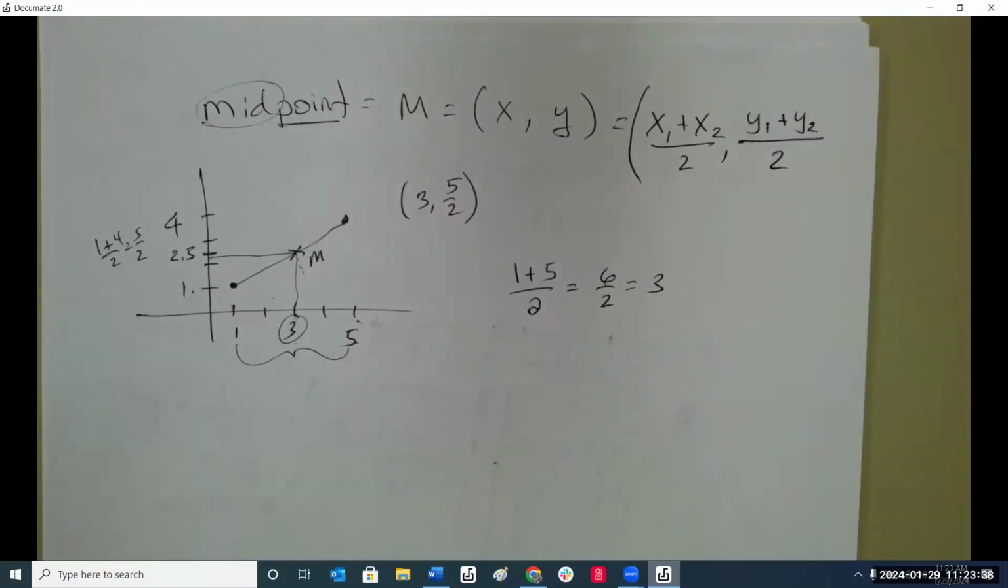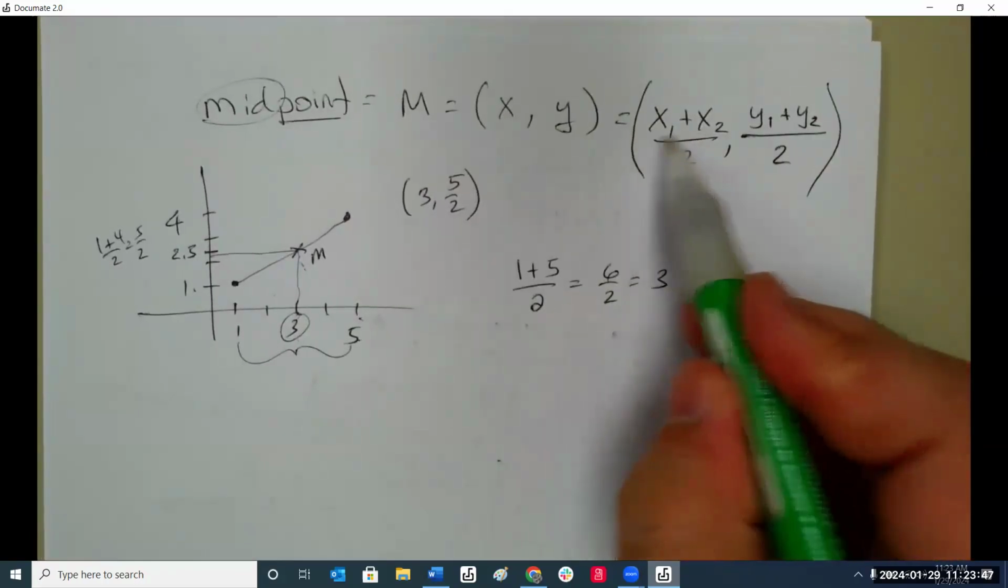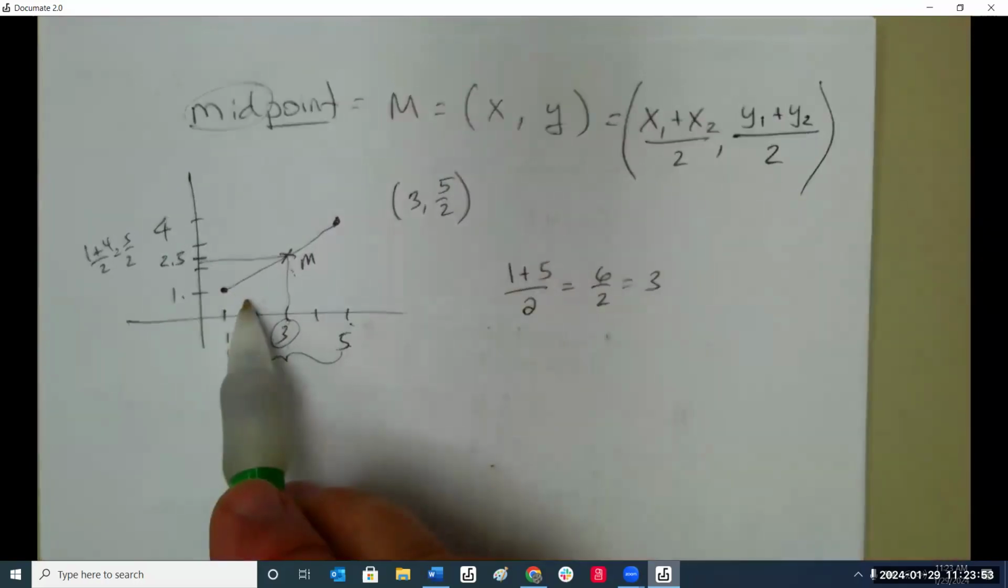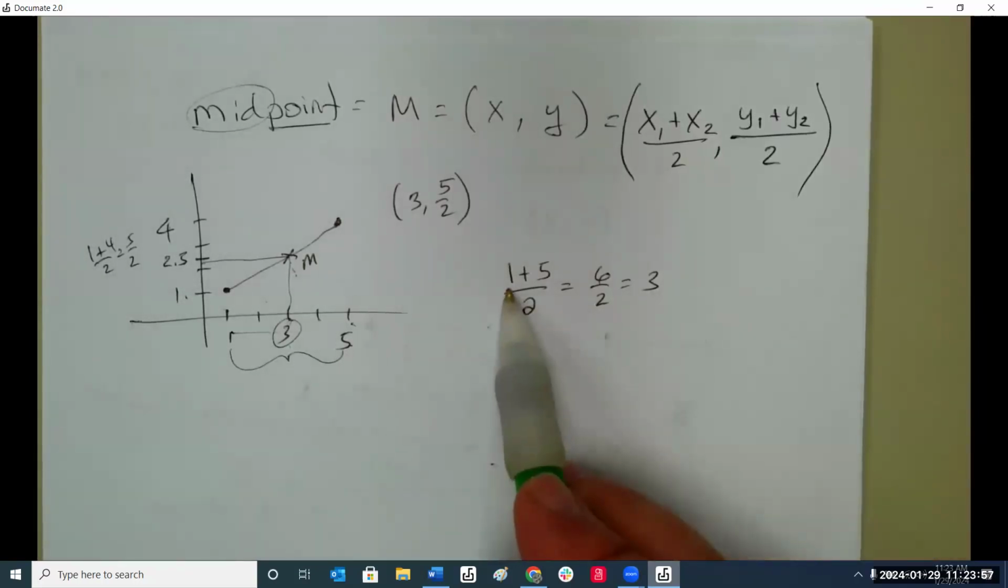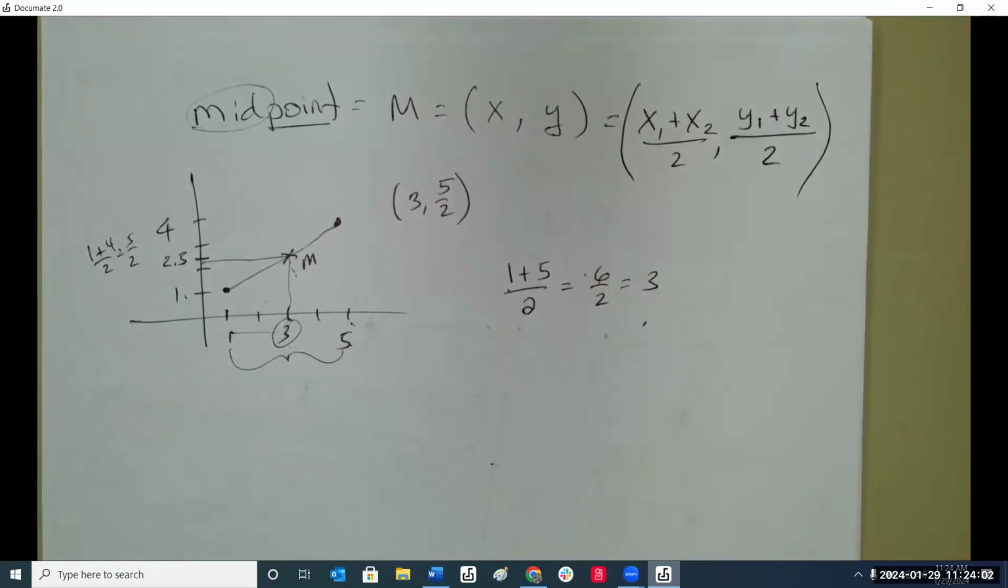Don't get the equations confused. The slope formula is x2 minus x1. It's the difference of the two distances. This one is the average. Average, if you had two grades, 100 and 500, your average is 300. So that's where you add and divide by 2.